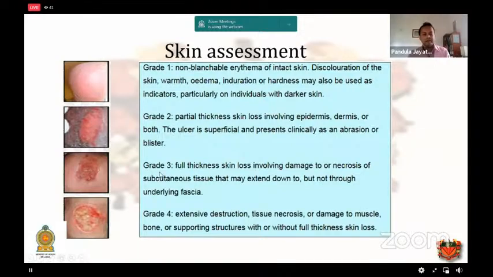And when we come to grade 3, there will be full thickness skin loss involving damage or necrosis of the subcutaneous tissue, and even extending down to, but not through, the underlying fascia. When it comes to grade 4, there will be extensive destruction, tissue necrosis, and damage to muscle, bone, or supporting structures, with or without full thickness skin loss.